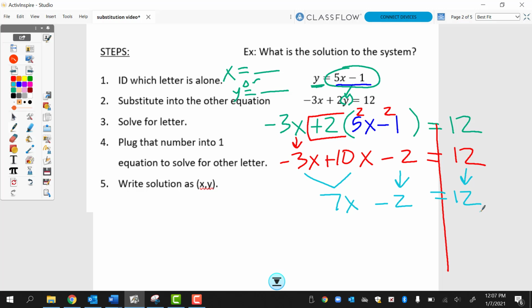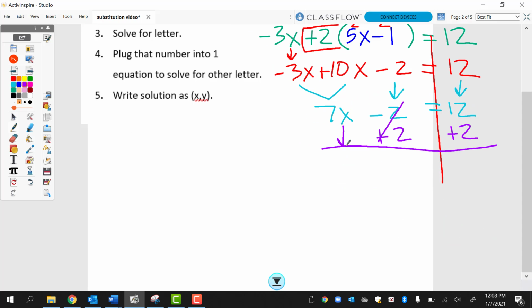Are all my letters on the same side? Yes. So the next step, I have to move naked numbers to the other side. I have a negative 2 right now. To move it over there, I have to do the opposite. So instead of negative 2, I'm going to do positive 2, positive 2.